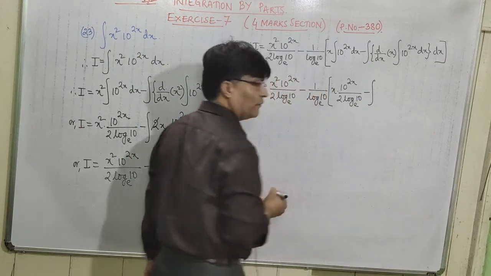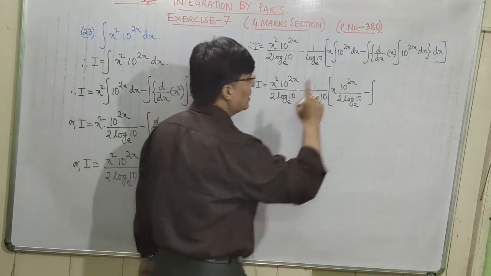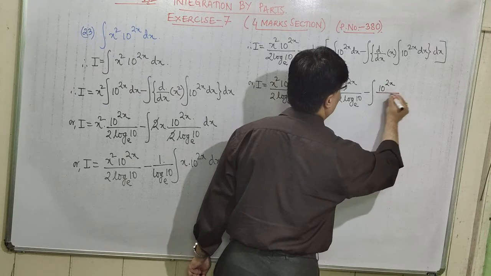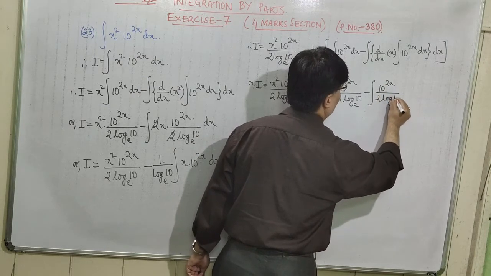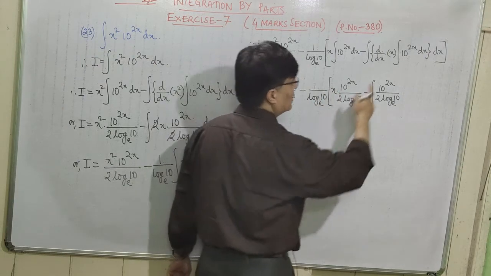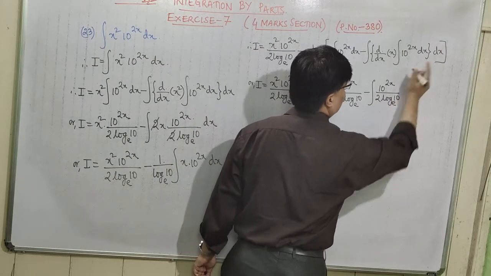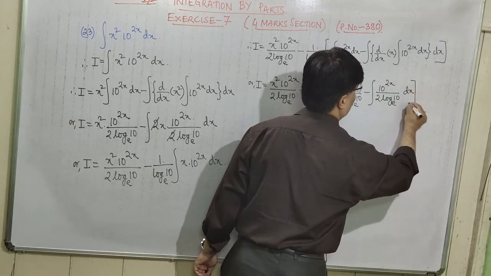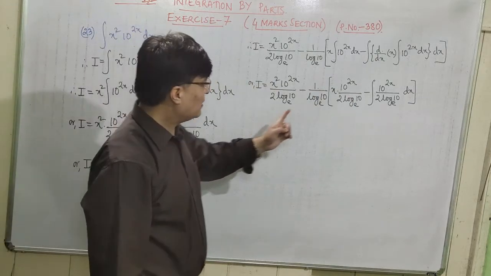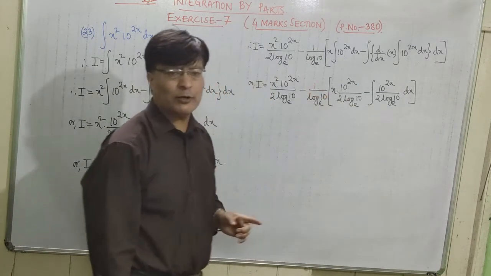minus integration of, what is d by dx of x? That is your 1. You don't have to write it. Again, what is integration of 10 to the power 2x? 10 to the power 2x divided by 2 log 10 base e. So I hope you have understood it. Integration of 10 to the power 2x dx is 10 to the power 2x divided by 2 log 10 base e, and you have to write down this dx. Here the third bracket is closed. Okay. Now again, the expression within the third bracket should be multiplied by minus 1 upon log 10 base e.